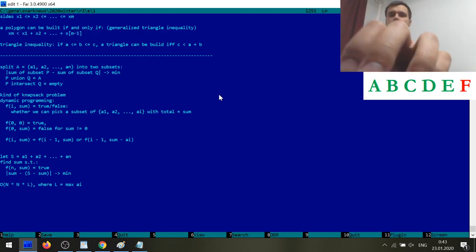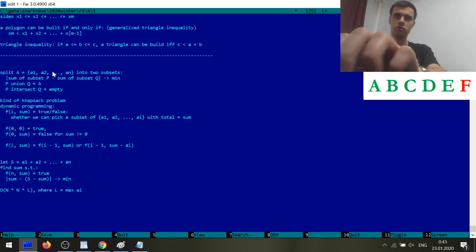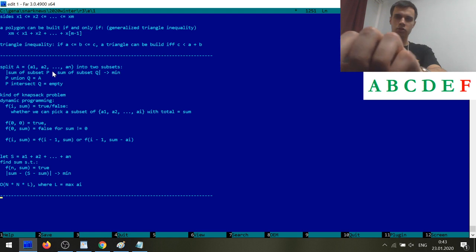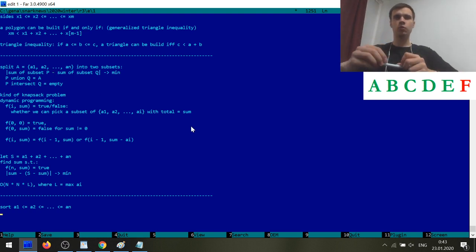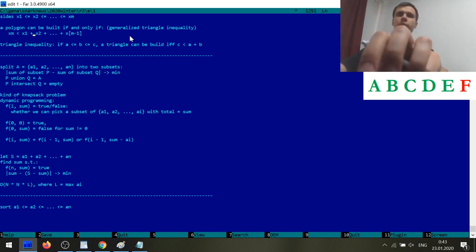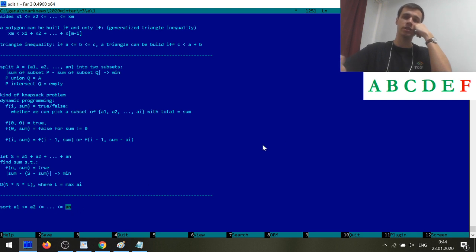And let's just use this condition. So first, suppose that we just sort integers. We have a1 less than or equal to a2 and so on. So obviously in both subsets we are interested in the longest side. We want to compare the longest side to the sum of all the other sides. So in one of the subsets, obviously the longest side will be an, right? An will be the longest side.